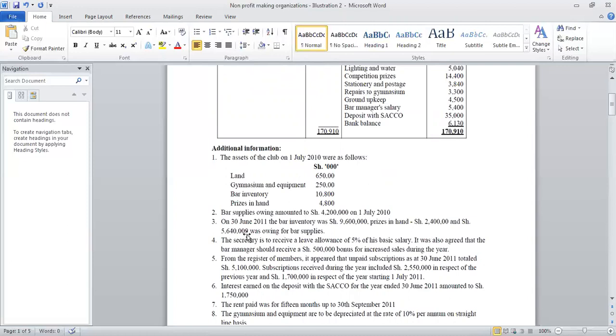The secretary is to receive a leave allowance of 5% of his basic salary. That is also supposed to be factored in.